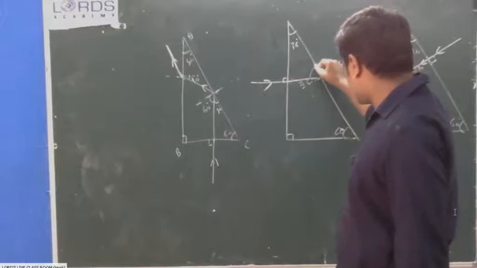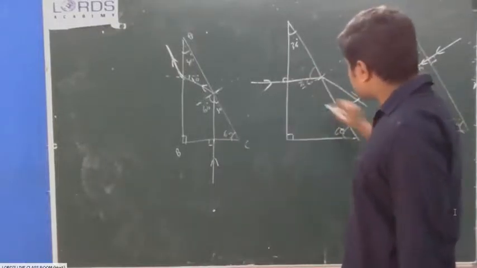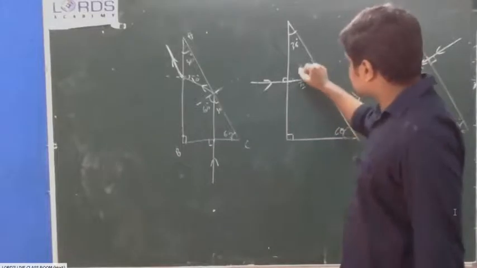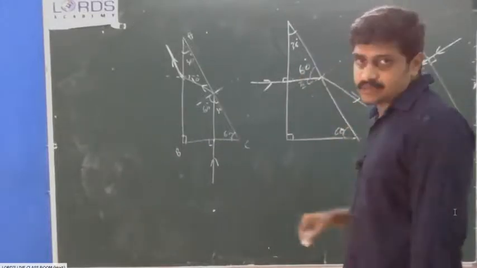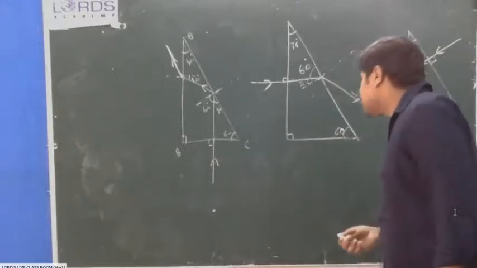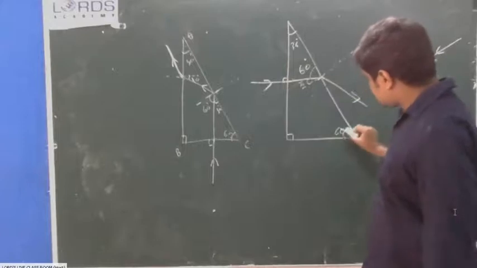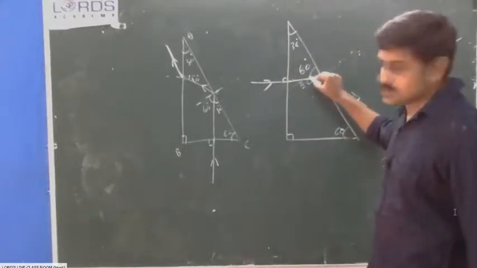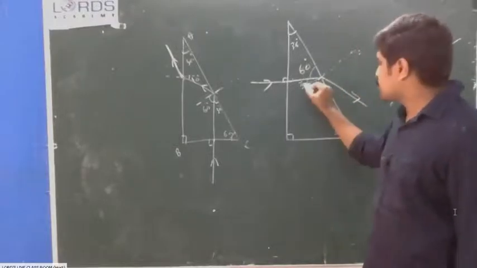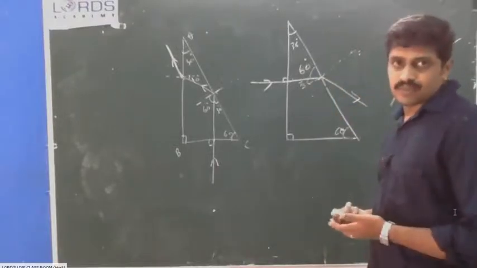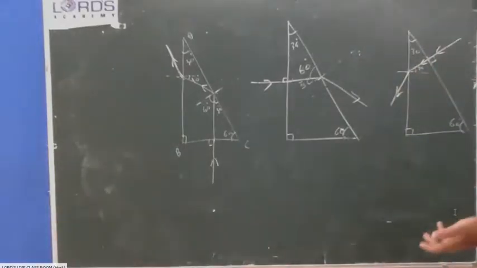This angle is 60, this one also 60, because these two lines are parallel. So this angle is 60, this angle also 60. Then total 90, so the remaining is 30. Not easy to calculate. Around a normal, the total angle is always 90. So the remaining angle is 30. Like that we calculate. Don't worry about how to calculate, because it's not easy.